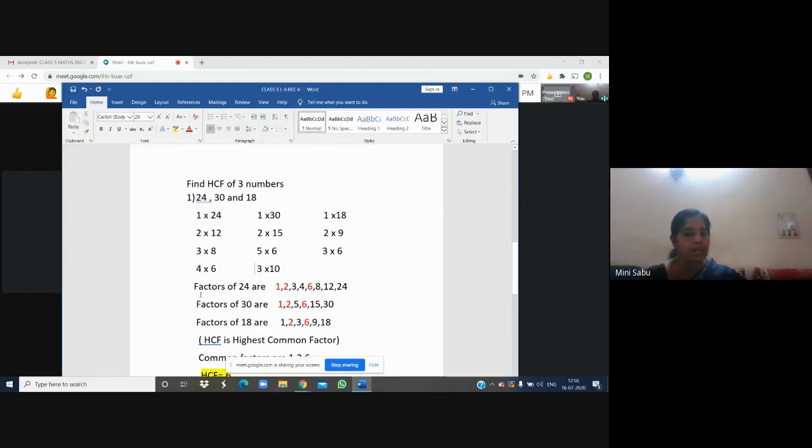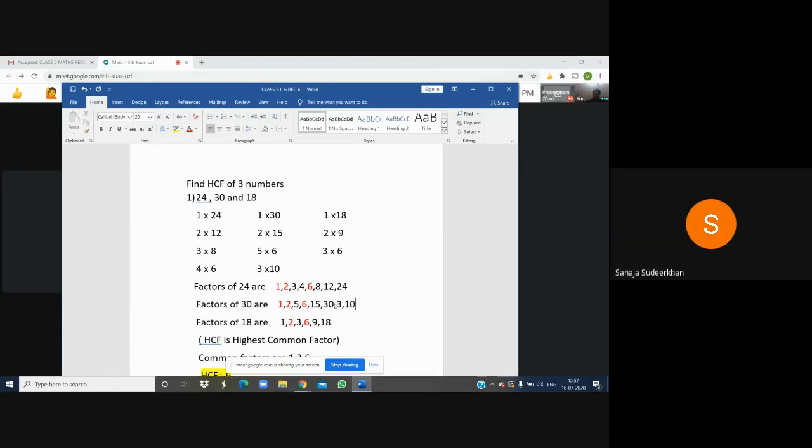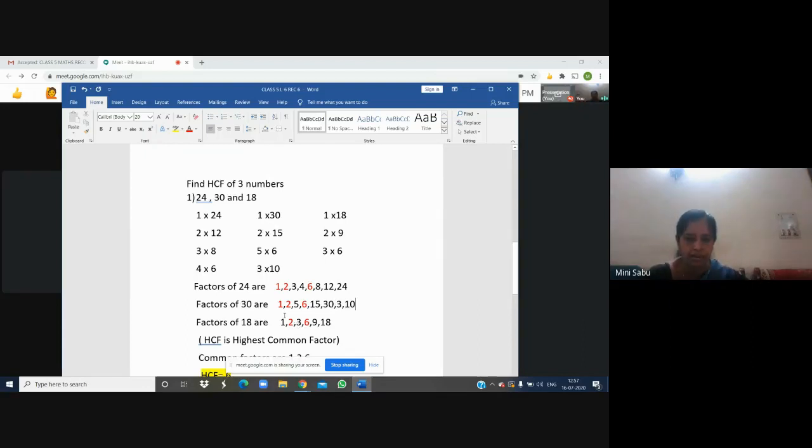Now let us come to this line. Factors of 24, I have already discussed. Now factors of 30 are 1, 2, and which one do you have to add here? I will add it here only: 3 and 10. I added it. So the factors are 1, 2, 3, 5, 6, 10, 15, and 30. Factors of 18 are 1, 2, 3, 6, 9, and 18.